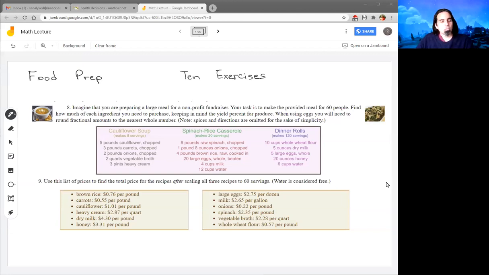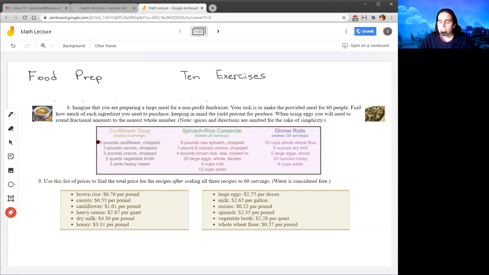We're at the study session talking about some of the problems from the 10 exercises at the end of the food prep topic. Number 8 and 9 are a two-part problem. We're preparing a large meal and we have to make the meal for 60 people. And someone has given us 3 recipes to use: a cauliflower soup, a spinach rice casserole, and dinner rolls.